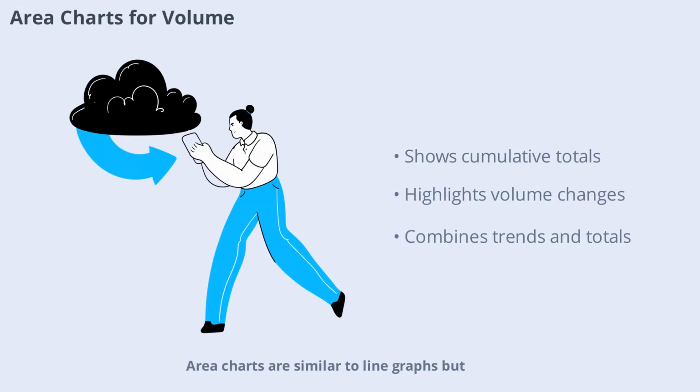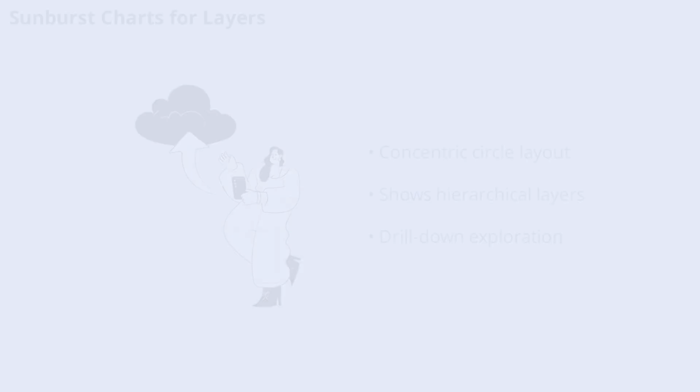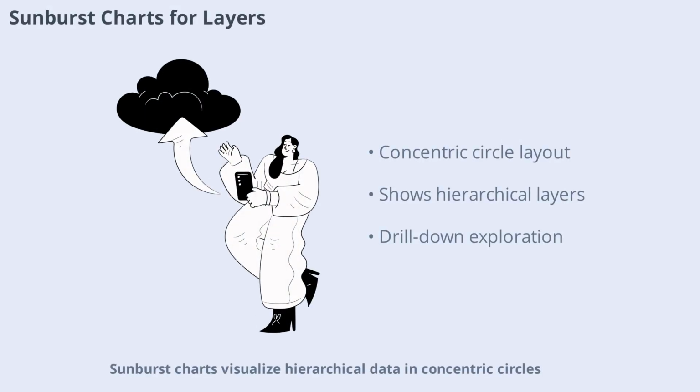Area charts are similar to line graphs but fill the space below the line with color. They're ideal for showing cumulative totals over time, such as sales growth or energy consumption. Area charts make it easy to see both individual trends and the overall volume, helping viewers understand how values build up over a period. Sunburst charts visualize hierarchical data in concentric circles.